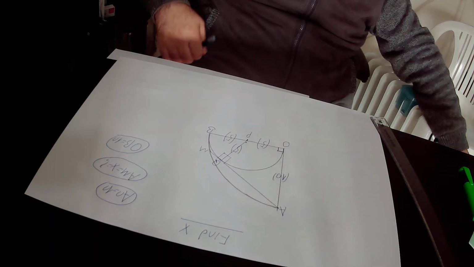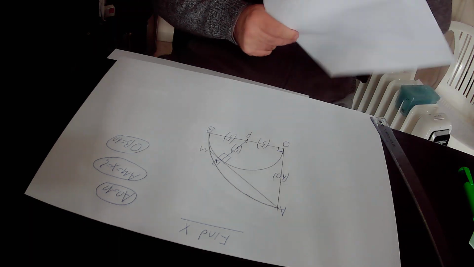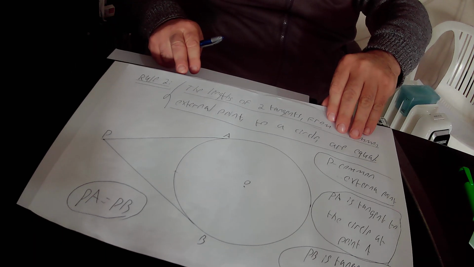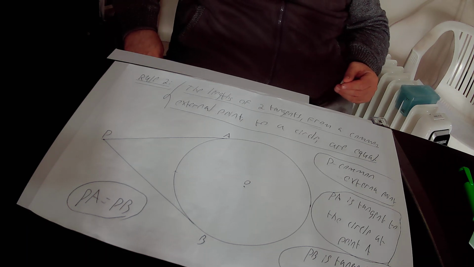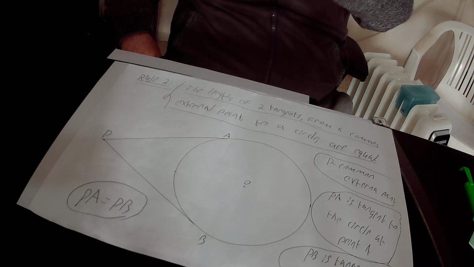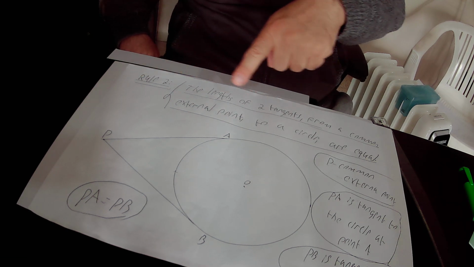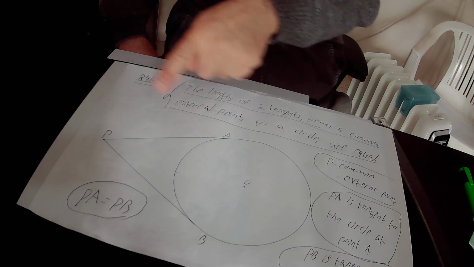We have also here rule number 2. According to rule number 2, the lengths of two tangents from a common external point to a circle are equal. We have the common external point P. From the common external point P, we have two tangents to this circle, tangent PA and tangent PB. And according to rule number 2, they are equal to each other. That is to say, PA equals PB.